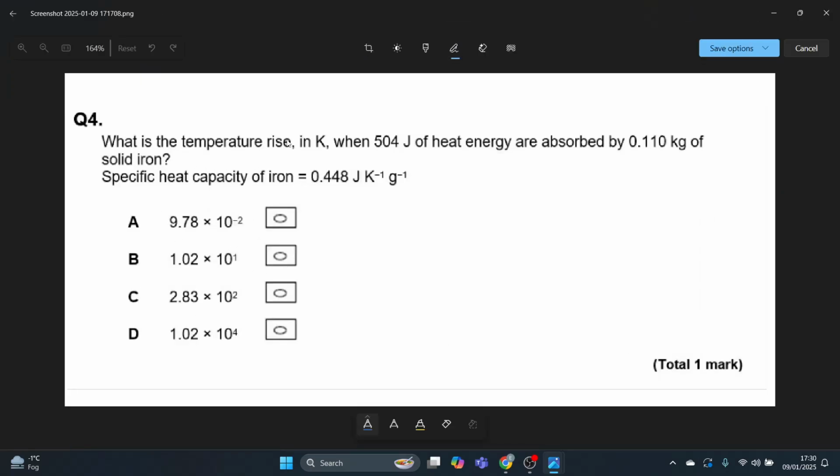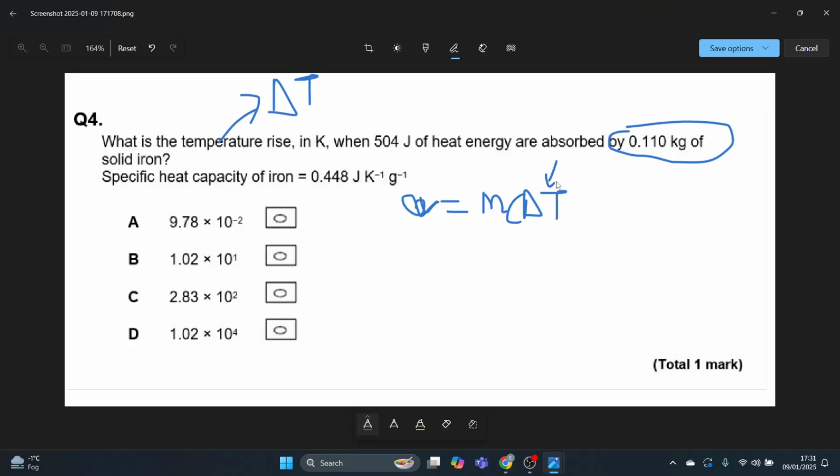Question 4. What is the temperature rise, delta T, in Kelvin when 504 joules of heat energy is absorbed by this much mass of solid iron? Specific heat capacity is that. Okay, now first thing I would like to do is write down the equations. What could I possibly need for this? Temperature rise. Q equals mc delta T. Possibly need that. And we're trying to find temperature rise, so delta T. Delta T equals Q divided by mc.